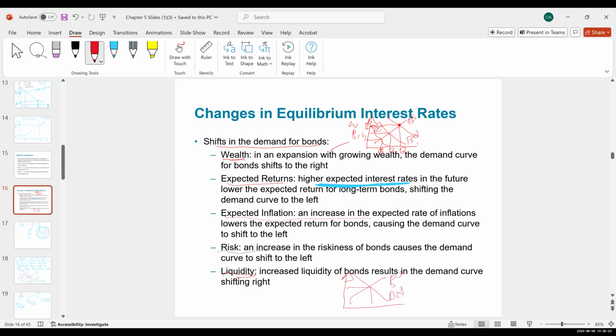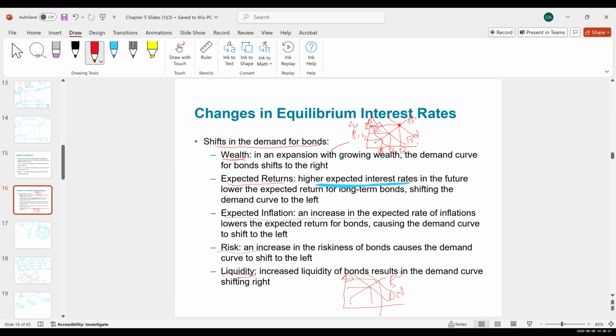So when we say the bond is high, higher liquidity means the demand for bonds is going to shift to the right. That is going to increase equilibrium quantity and equilibrium price, and the interest rate would fall. And the converse would be true. Lower liquidity would shift the bond demand curve to the what? To the left, lowering equilibrium quantity and equilibrium price, but raising interest rates. Okay, so those are some factors which affect the bond demand curve.